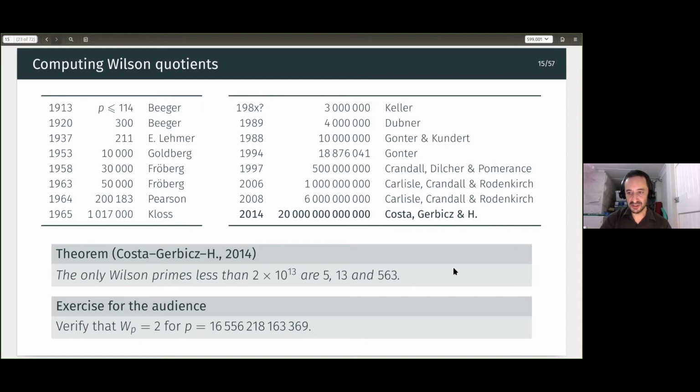But I just want to give an exercise to the audience. For this particular prime, 16,556,218,163,369, the Wilson quotient turns out to be 2. That's the smallest non-zero Wilson quotient we found. And I think if you think about how you would verify that, you'll see that it's quite a challenging problem, even with a fast computer. It gives you some idea of how difficult it is to check every prime up to 20 trillion, which is what we did.